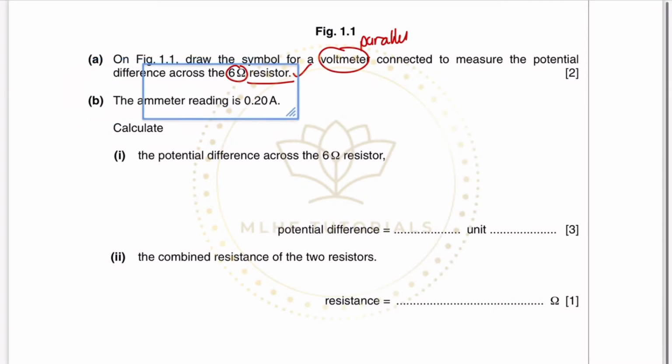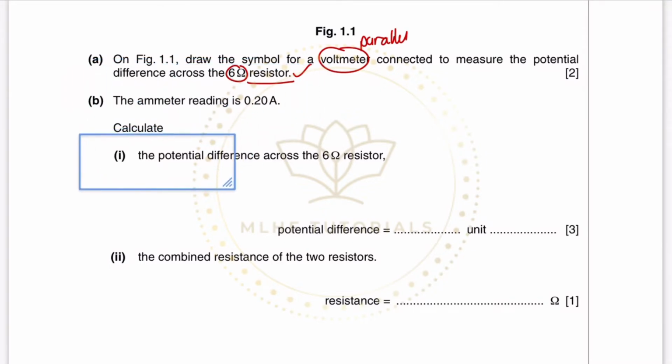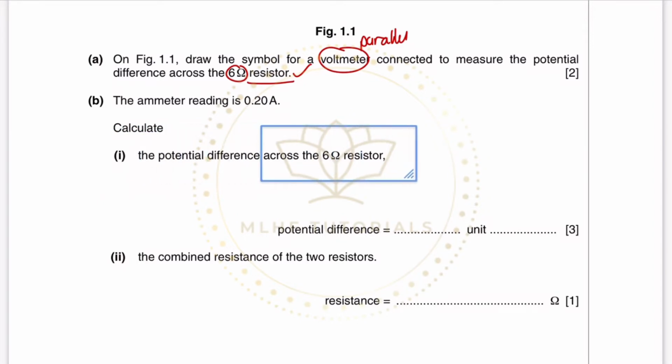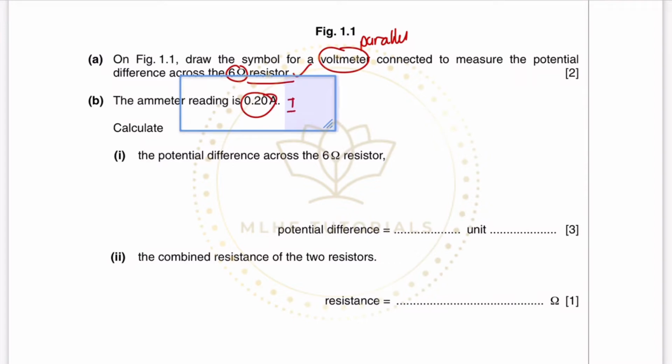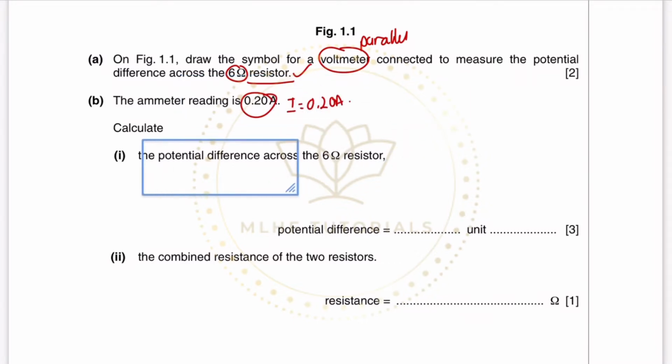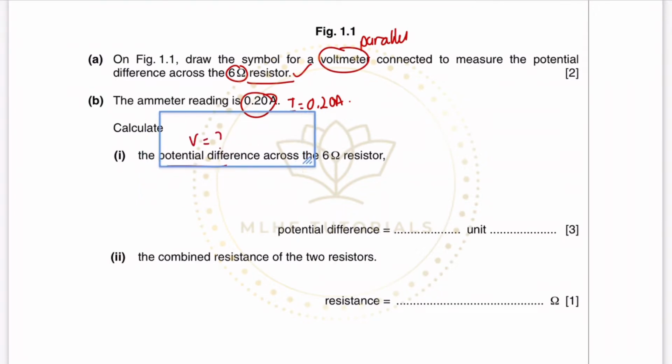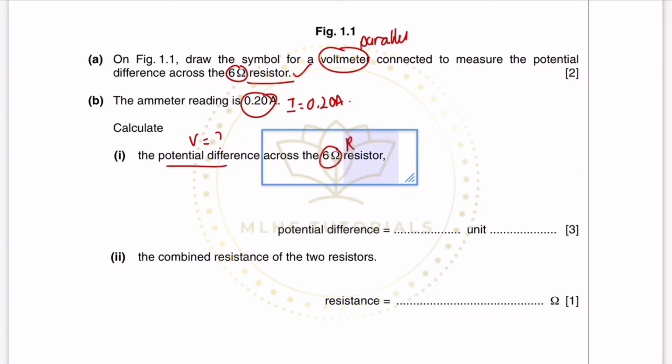The ammeter reading is 0.20 amps. Calculate part 1. The potential difference across the 6 ohms resistor. Okay, we know that the current here is 0.20 amps. Now we need to find the potential difference, which is the V. We don't know that one, and we know the resistance 6 ohms.